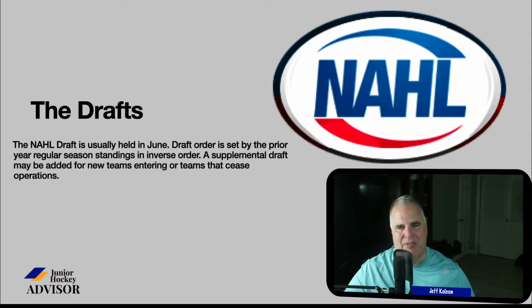The NHL draft is usually held in June. Draft order is set by the prior year regular season in inverse order. You finish first in the league, you go last in the draft. That can only change if you trade up or trade down, just like you watch in the NFL, NHL, or basketball, how they can actually move their draft picks by trading. You can do the same thing in the NAHL.